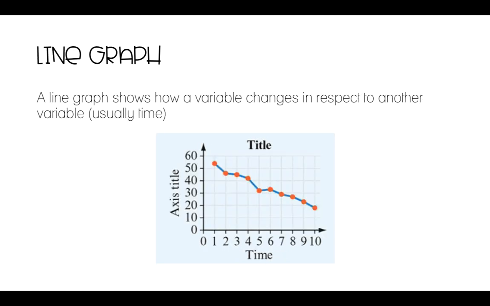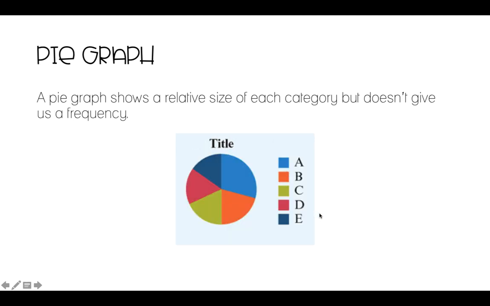Then we have a line graph, which shows changes in respect to another variable. So often it would be temperature, how much does the temperature change over time? So if this was temperature and the temperature started at 55 degrees, over the space of 10 hours it got down to 19 degrees. So that's looking at how much it changed over time.